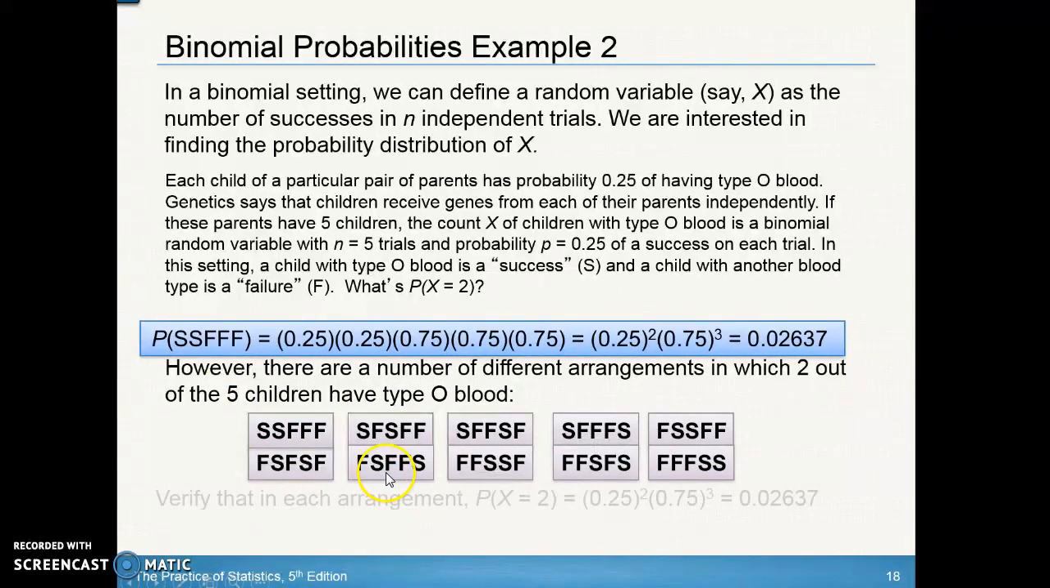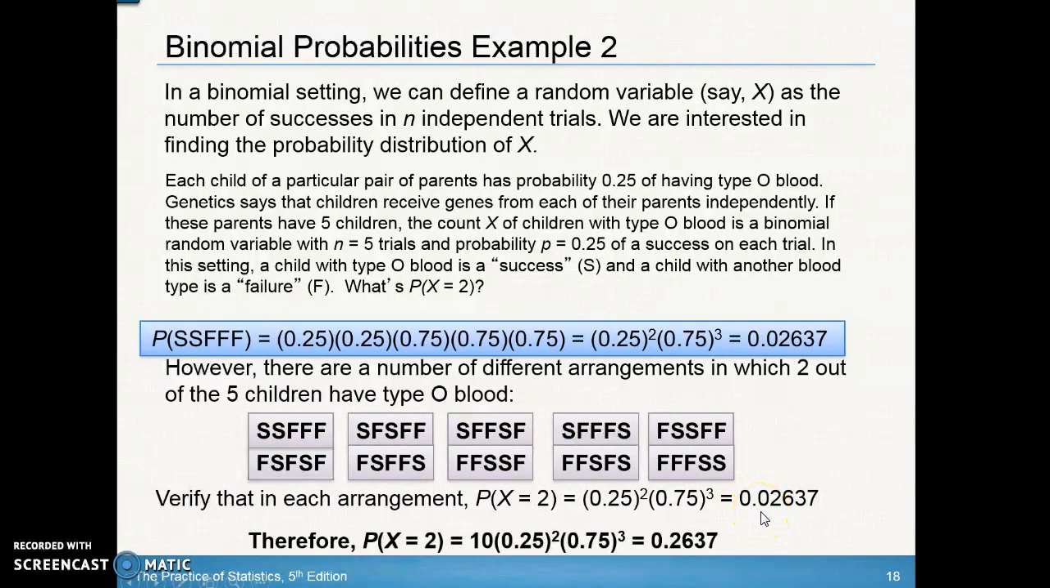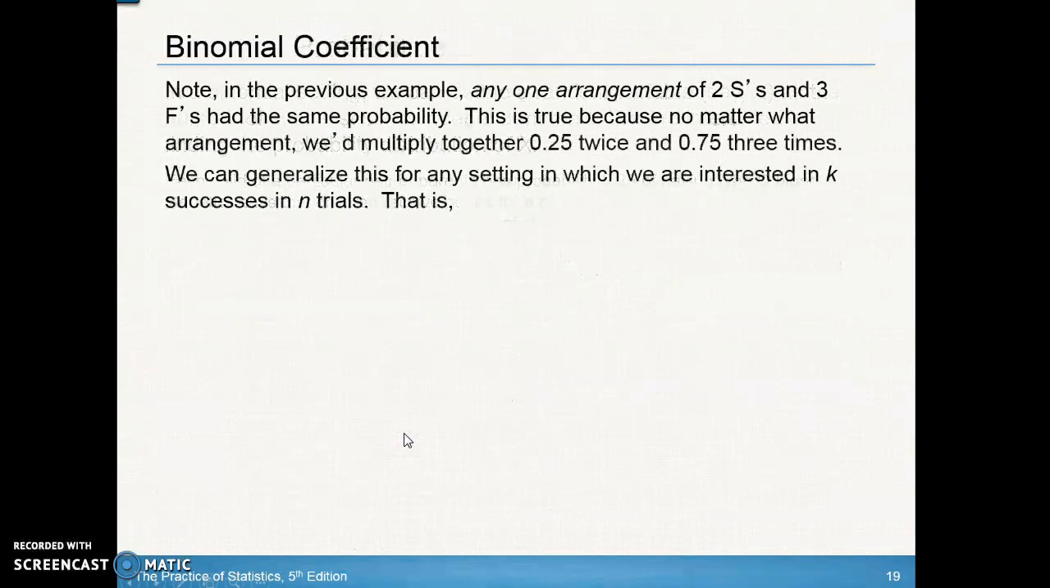If you wanted to, you could write this out every single time: 1, 2, 3, 4, 5, 6, 7, 8. So in this case, we know that there's 8 ways that that can happen. The probability of each of these is the same as the first one that we figured out, 0.02637. Sorry, that was 10. I clearly couldn't count, but we'd have to multiply that probability by 10 because there's 10 different ways that that arrangement can occur. So can we use our combination formula to do this instead of writing out all 10 arrangements?